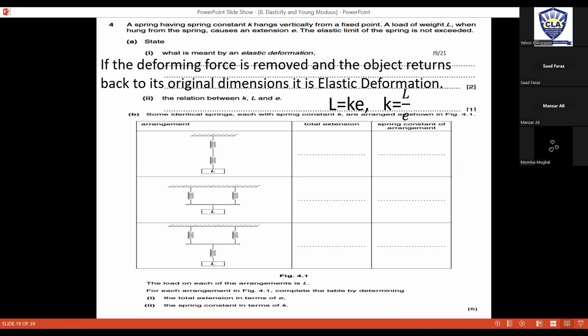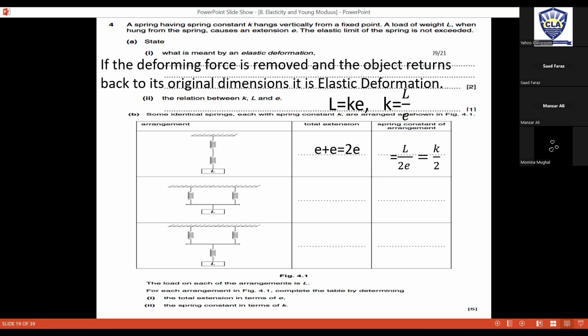Now we have two springs in series. What is the total extension? Each spring has extension E, so total extension will be 2E. And the spring constant is L over extension, that is L over 2E. And if we compare it with the previous spring constant, it will be K by 2. L divided by 2E, L over E multiplied by 1 by 2, so that becomes K by 2.